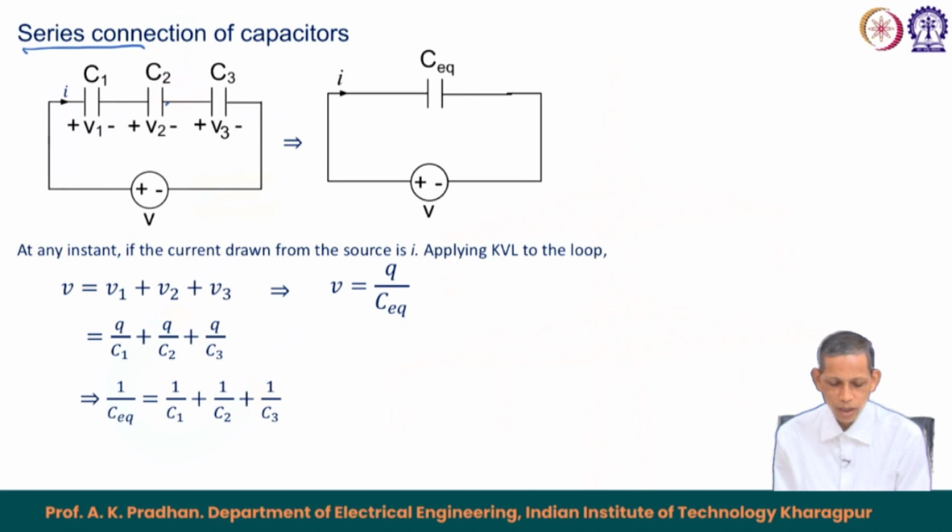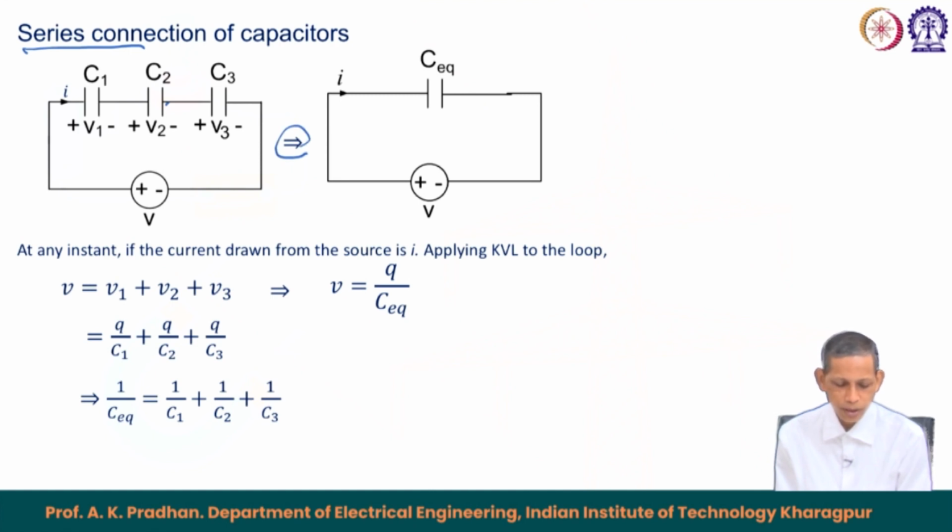So, the corresponding charge will also be the same in C1, C2, C3. So, the charge in C1 is Q1. So, C1 into V1 is Q1, C2 into V2 is Q2, and C3 into V3 is Q3, and all are the same. Now, let us say we are talking about the equivalent of these two.